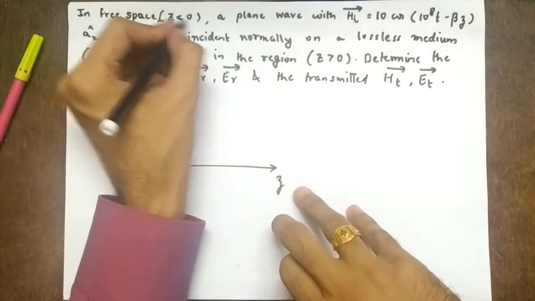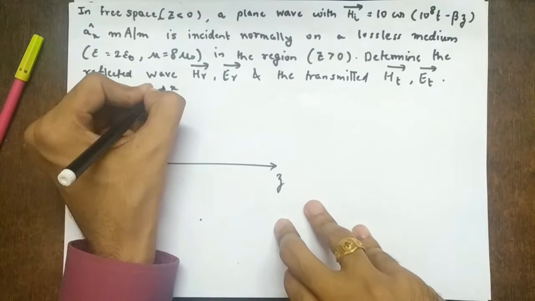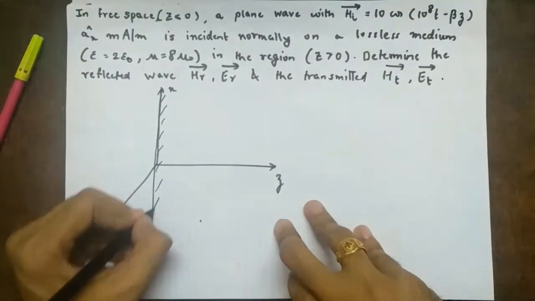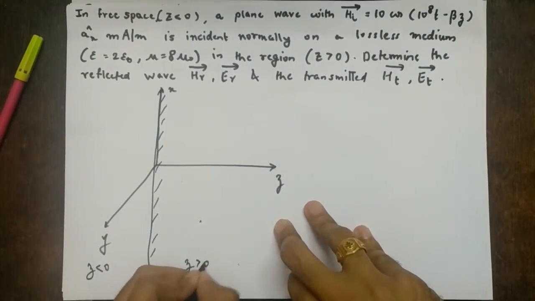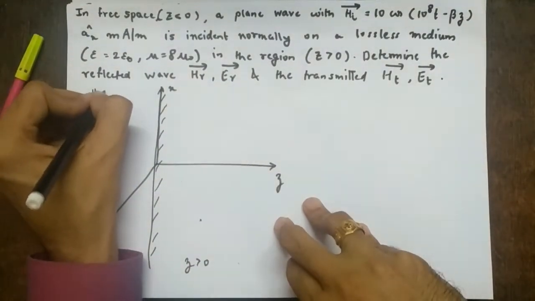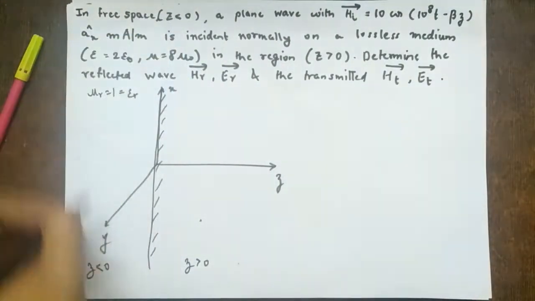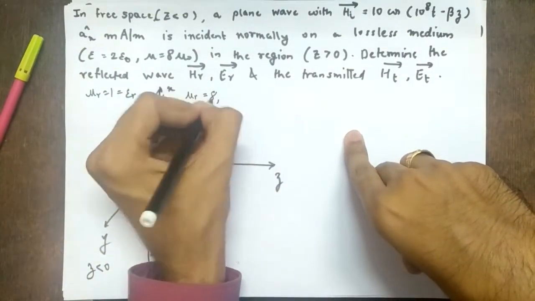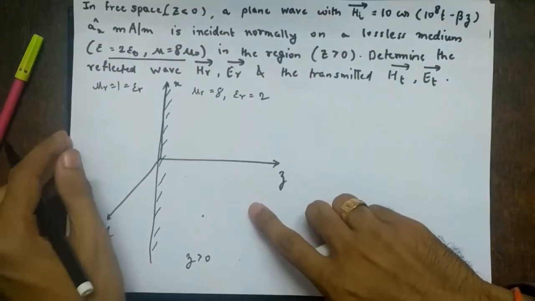And z less than 0 and z greater than 0 means z equal to 0 is the interface, so this is z equal to 0, so this should be my interface. So where is z less than 0? Obviously here, so this is z greater than 0. So what is this? Mu r equal to 1 equal to epsilon r. Why? Because z less than 0 is free space, and here mu r is 8, epsilon r is 2. It is given in the question here, right?